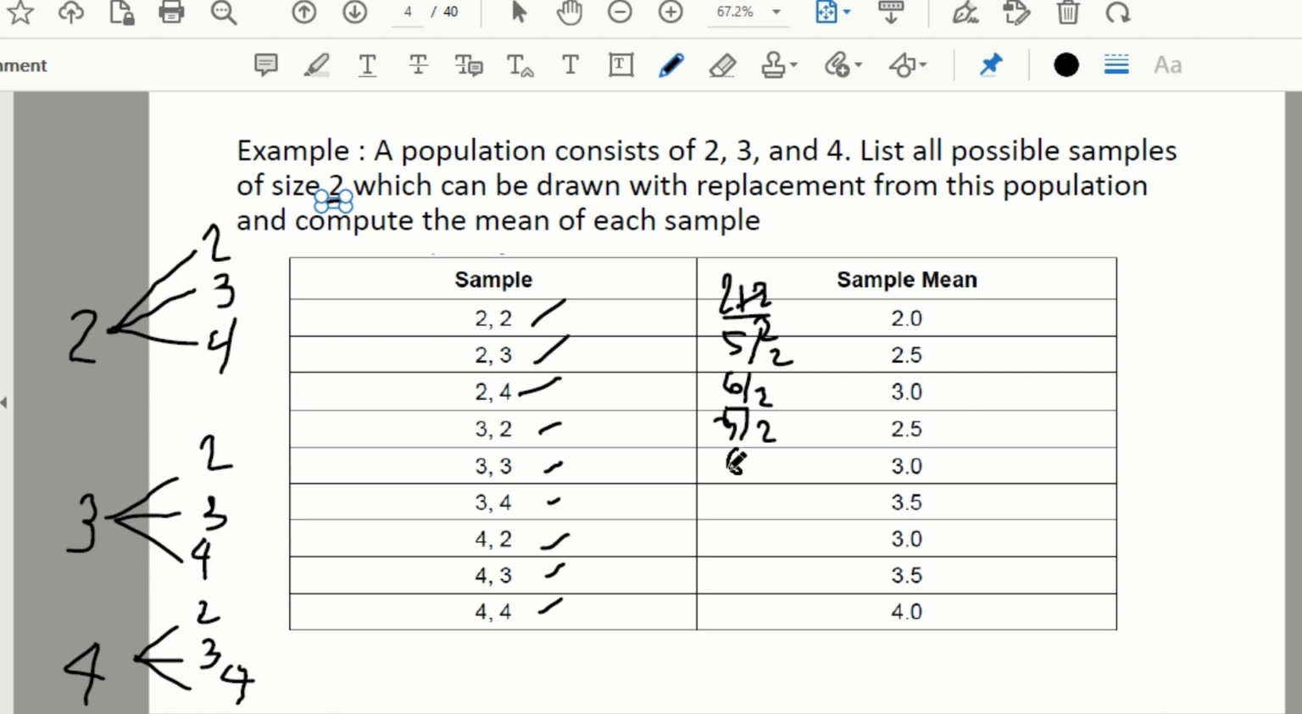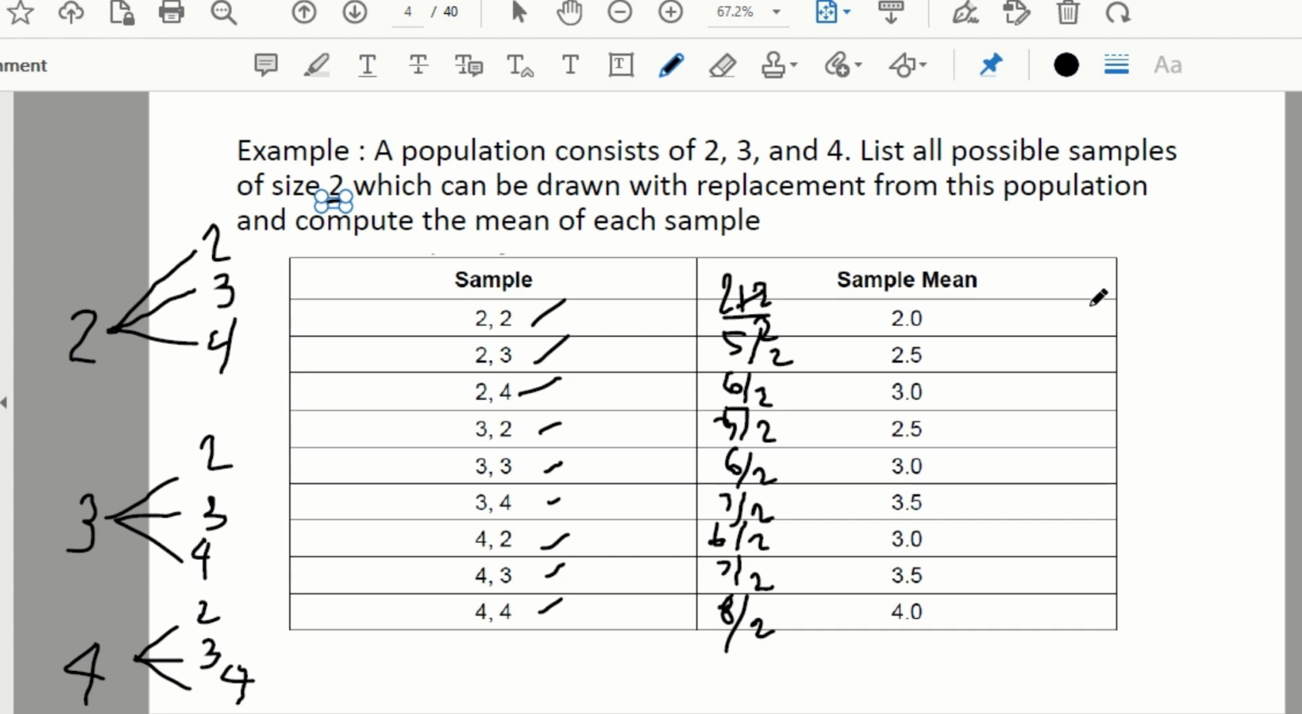Then 3 plus 3 is 6, over 2, so 3. 3 plus 4 is 7, over 2, so we have 3.5. 4 plus 2 is 6, so 6 over 2 is 3. 4 plus 3 is 7, 7 over 2 is 3.5. Then 4 plus 4 is 8, so 8 over 2 is 4. So we have these sample means.